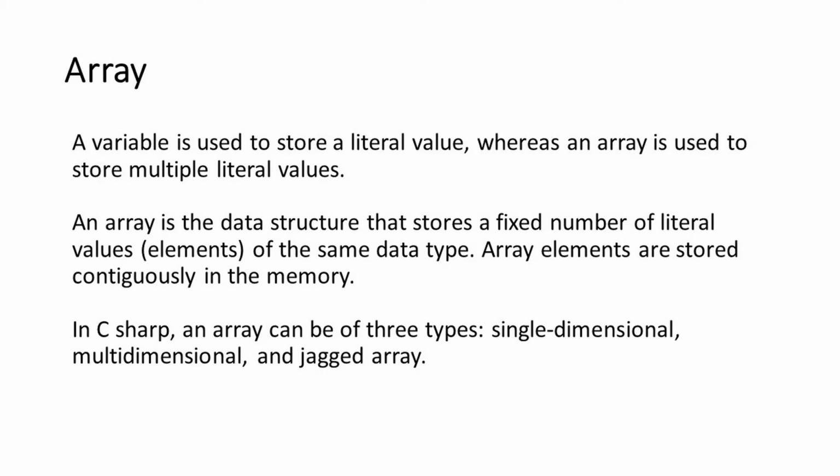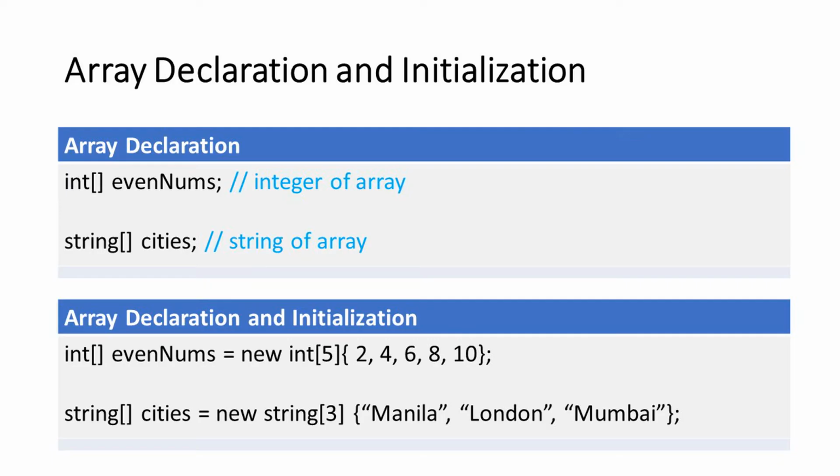A variable is used to store a literal value, whereas an array is used to store multiple literal values. An array is the data structure that stores a fixed number of literal values, elements of the same data type. Array elements are stored contiguously in the memory. In C#, an array can be of three types: single-dimensional, multidimensional, and jagged array. Here you will learn about the single-dimensional array.